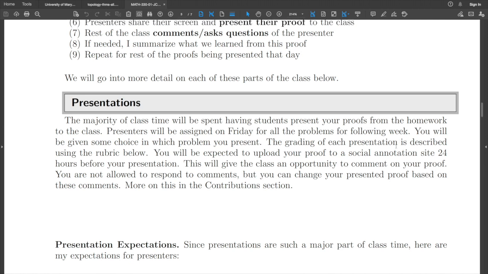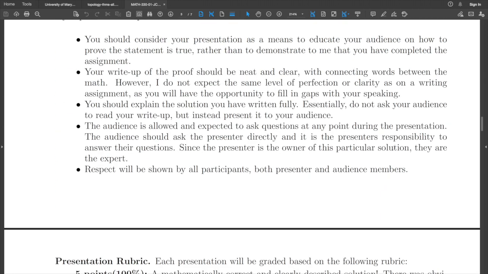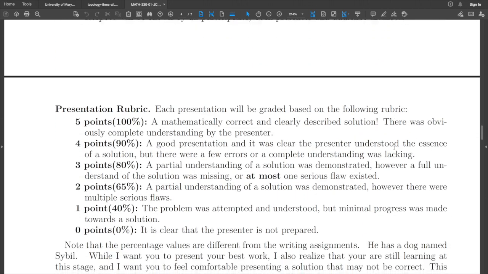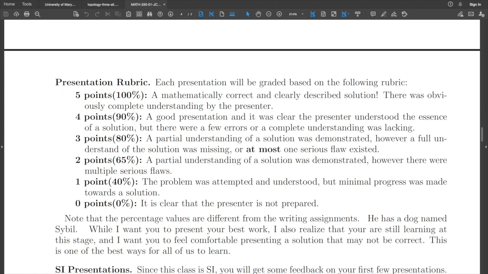Your presentations are another part, okay? And you need to read carefully this presentation portion of the syllabus. In particular, look at the rubric. One of the things you'll notice is that the rubric is slanted in the higher grade direction. 4 points is not 80%, but it's 90%. 3 points isn't 60%, but it's 80%. I do this for a very specific reason.